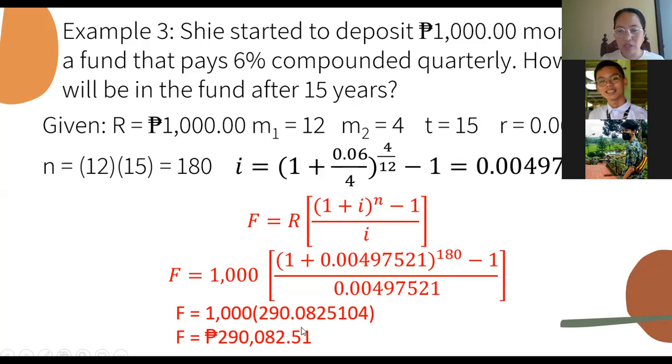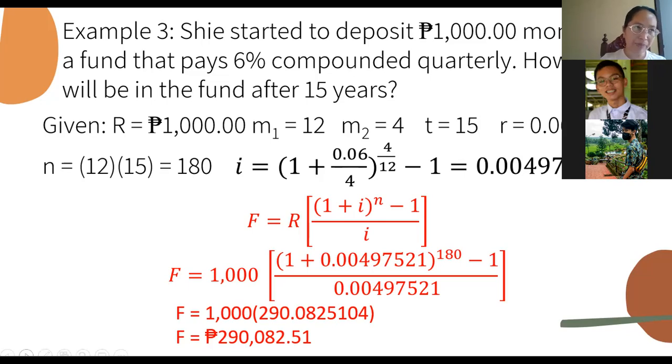So, computing straight through: 1,000 times 1 plus 0.00497521 raised to 180 minus 1, divided by 0.00497521. Tama, no? The answer is 290,082.51. Since the next digit is 04, it stays. Do not forget to round off always.